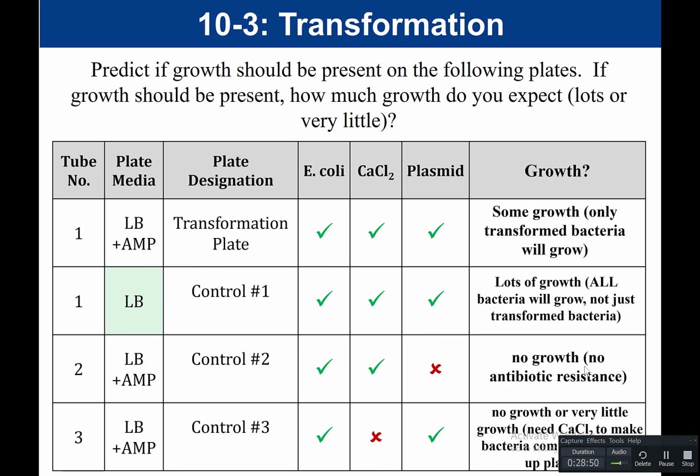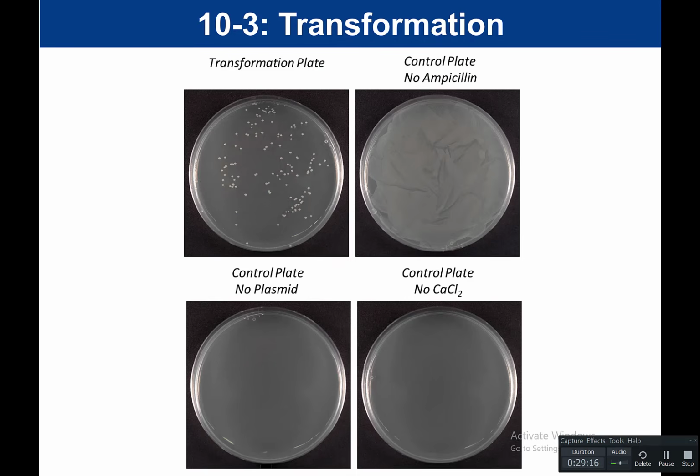So you want to go back, and in the video I reviewed with you, what are some reasons why you might get a result that is different than what is expected? Those would be the things that you would also want to study. So what do you predict you would get based on what's in those tubes? And then what are some reasons why you might get a different result? These are just some examples of these transformation plates.